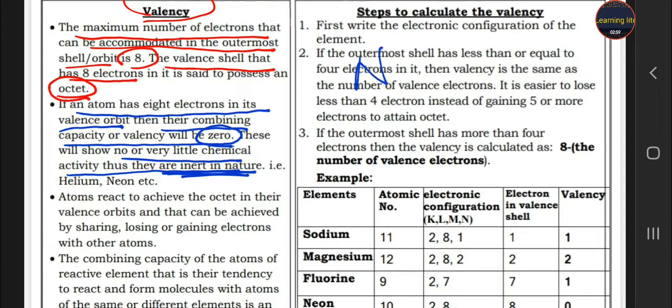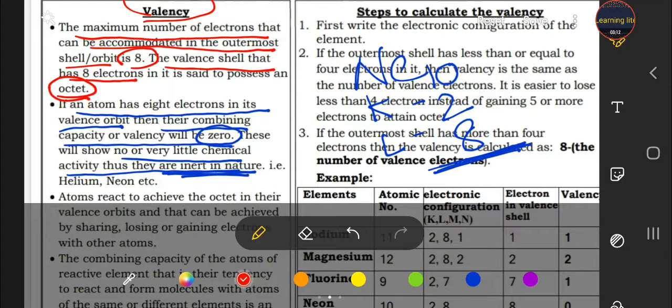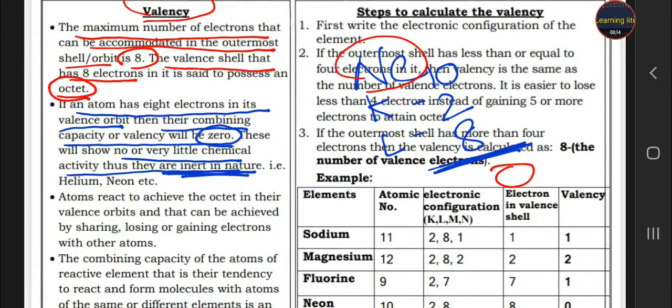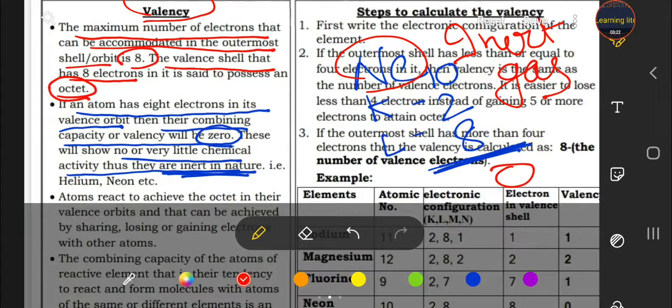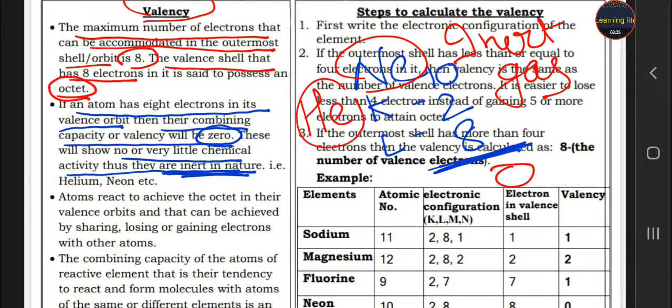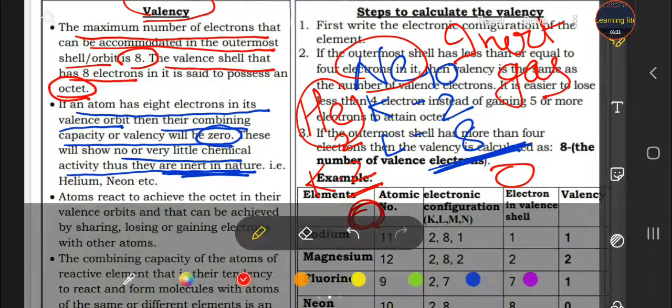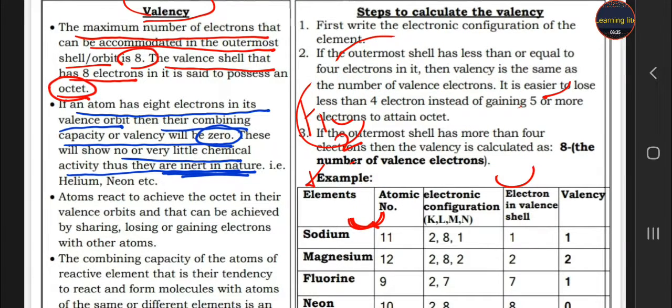For example, neon. Student, neon has atomic number 10. If we distribute the electrons 2 and 8, there is no free electron in the outermost shell. It means its valency is 0. So neon is an inert gas. Inert means inactive gas. It can't participate in any type of chemical reaction. And similarly, there is helium. For helium, K has 2 electrons. Its valency is also 0. It is also an inert gas.